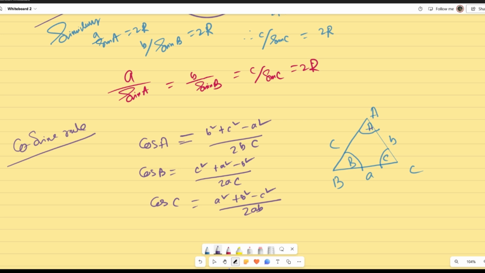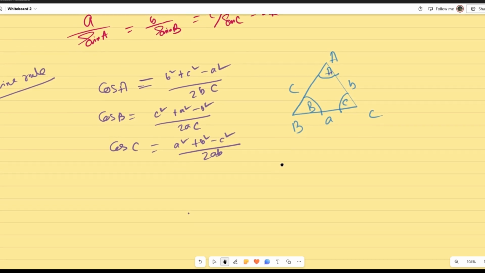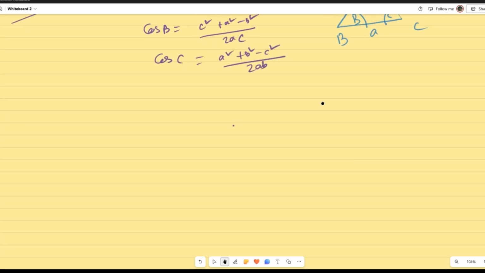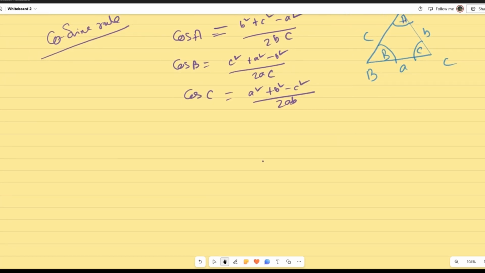All these proofs can be done very easily, but that proof we are not doing right now. Just let me write all the rules first, then I will show you some problems based on them. Sine rule, cosine rule is done. Now there is the projection formula. What is the projection formula or formulae?